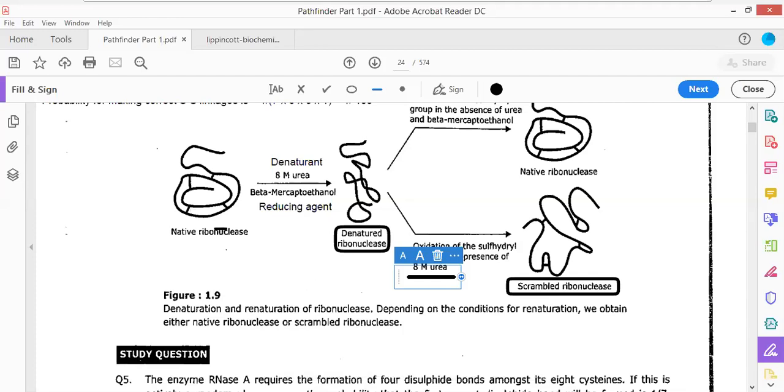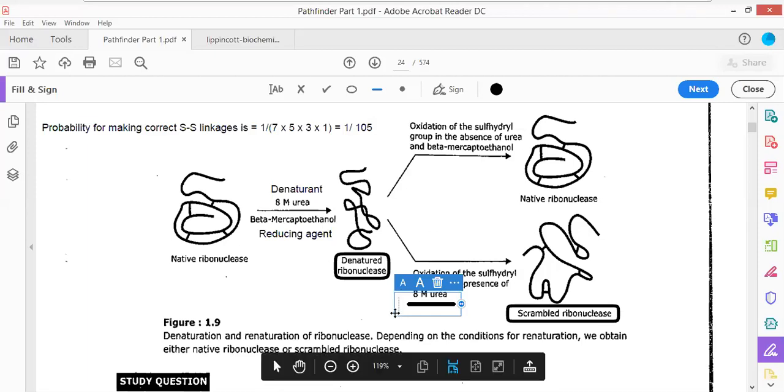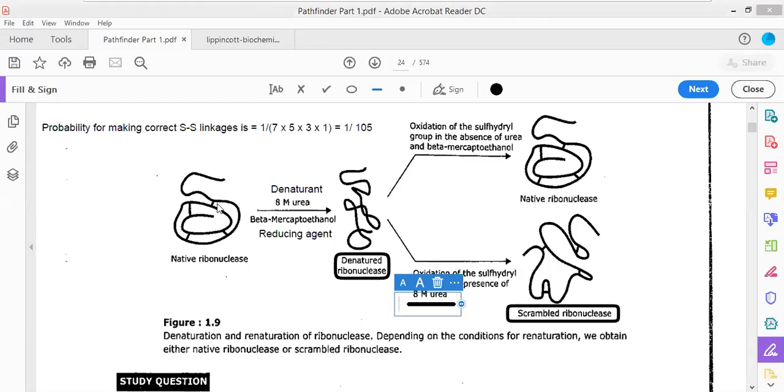This is what Christian Anfinsen told, that a protein can only get renatured when both the reducing agent and the denaturant are removed. If only one is removed, then the protein won't be able to renature itself. Now, what is the Christian Anfinsen dogma? What do you mean by the Christian Anfinsen dogma? For this discovery, Christian Anfinsen was also given the Nobel Prize for his work.